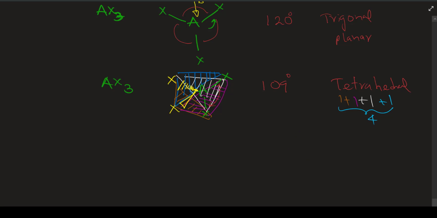So there's another way actually you can draw them. See, you have one plane, three sides, three atoms, X's, and the other plane, and now it's like a triangle.